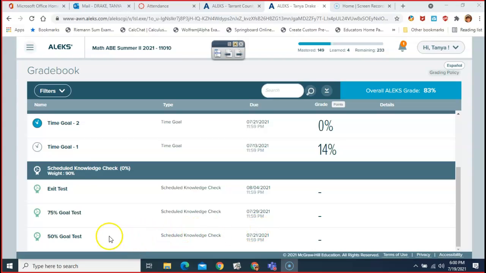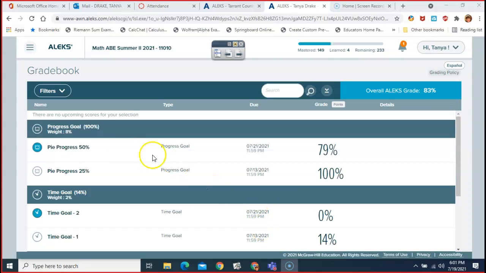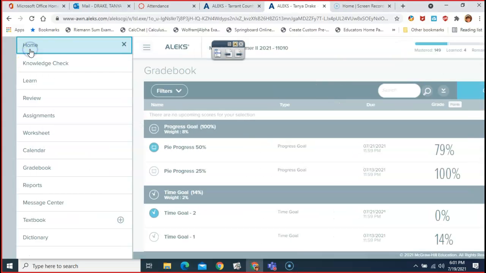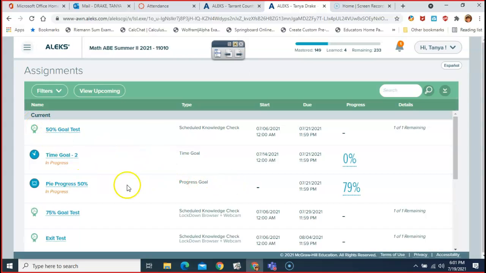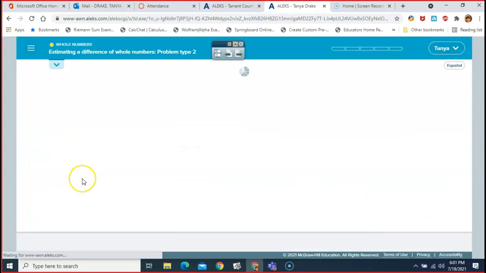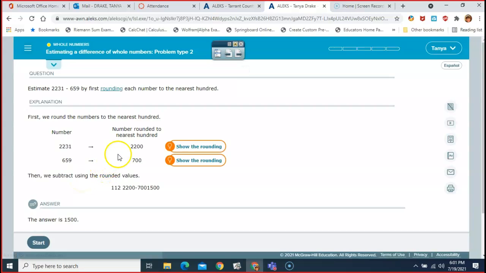The last day to take the 50% gold test is Wednesday, and it ends, as you can see here, at 11:59. But if I were a student right now, I'm not ready to take it, because my 50% progress starts at 79%. How did I get to this page? I click these bars and click assignments, and then it shows you where you are. So 50% progress is where I need to work, and I would just click that and try to finish these up.